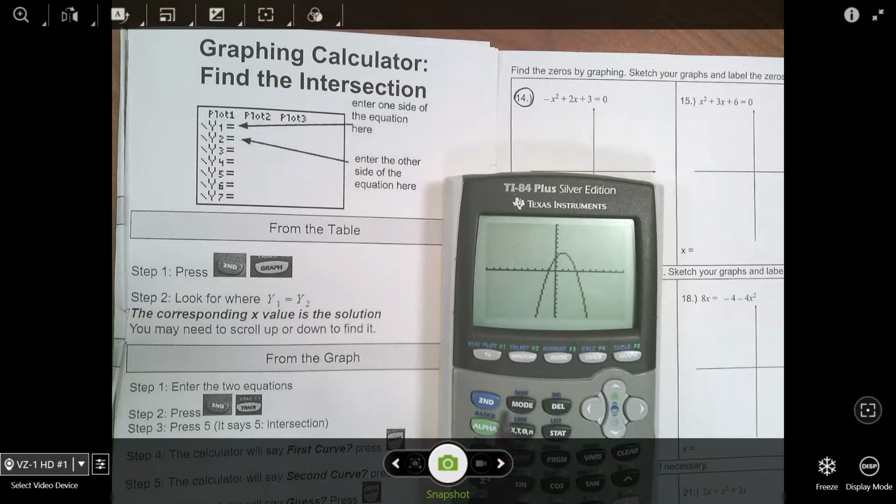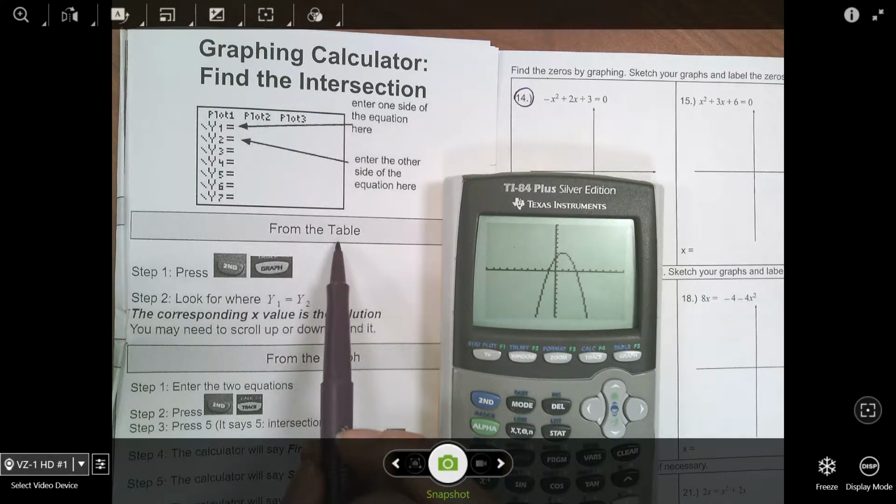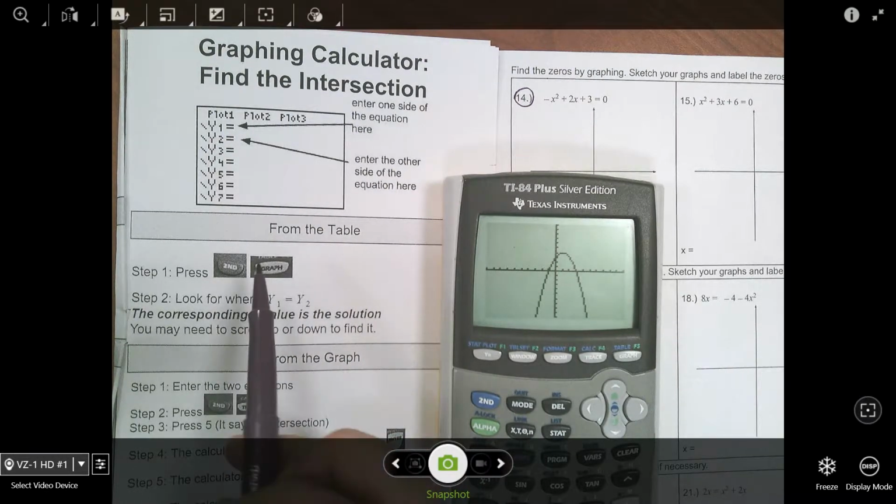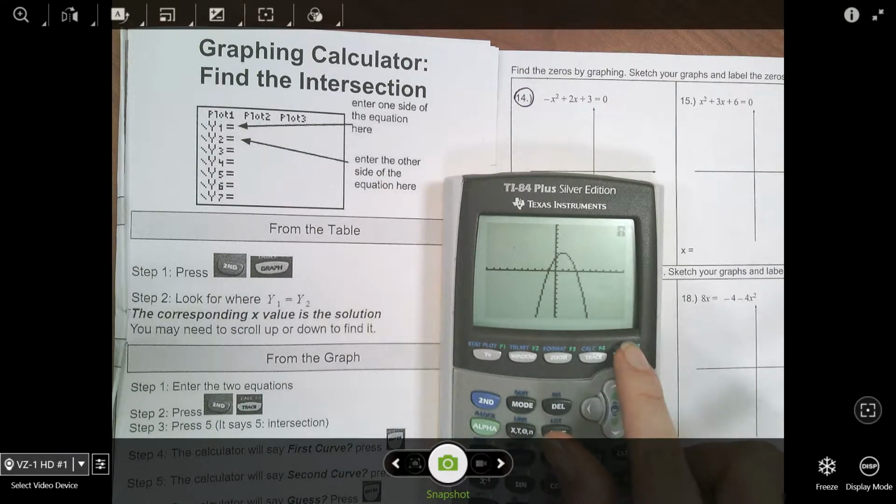Now it's really hard to tell, but there's actually a line right here at y equals 0. You can't see it that well, but it really is there. So we see that there are two solutions because they're intersecting each other in two places. We're going to look at the table, and the table is always the nicest place to get it from if they're nice integer solutions. So to go to the table, we press second and then graph.